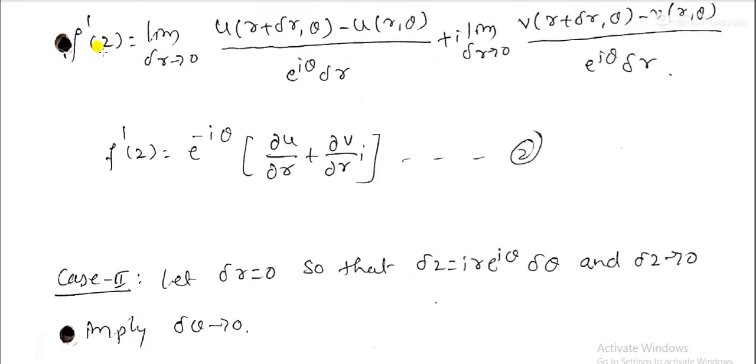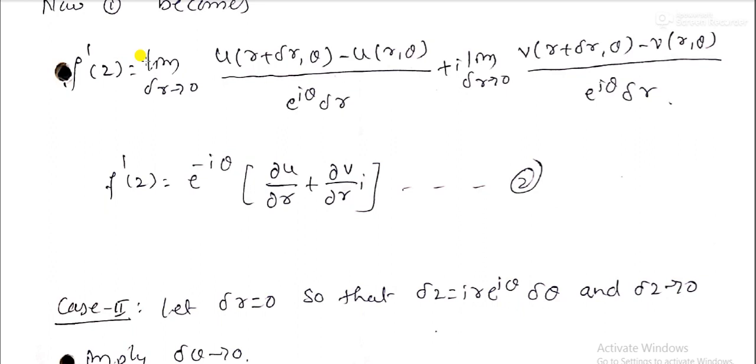Equation 1 becomes f dash of z is equal to limit of delta r tends to 0 of u of r plus delta r comma theta minus u of r comma theta divided by e raised to i theta into delta r, plus i into limit of delta r tends to 0 of v of r plus delta r comma theta minus v of r comma theta divided by e raised to i theta into delta r, using the definition of partial derivatives.